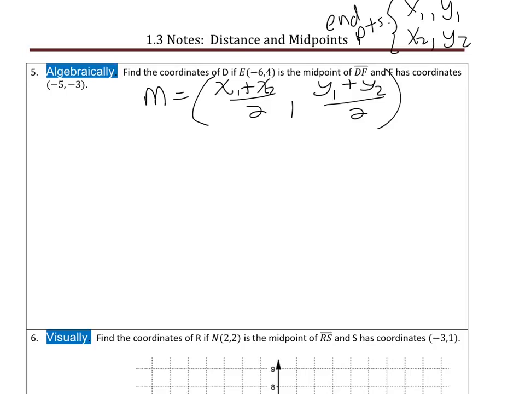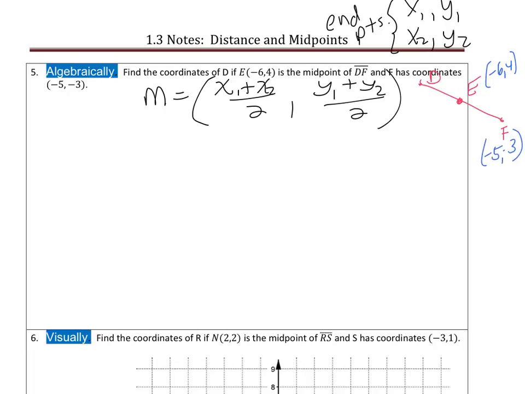And you know, it really helps to just sketch something out here. So we want to find D, and the other endpoint is F, and E, we're told, is the midpoint. So just get your bearings with a little sketch. Okay. And we're given the coordinates of E, which is -6, 4, and we're given the coordinates of F, which is -5, -3.